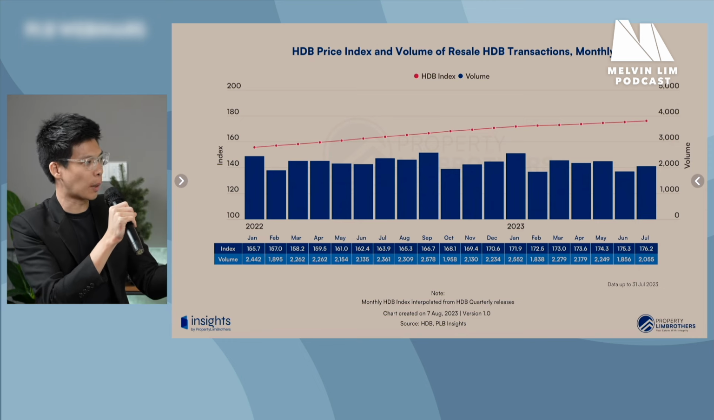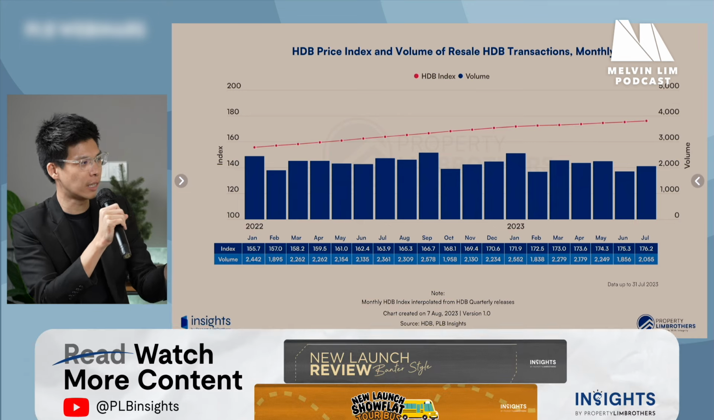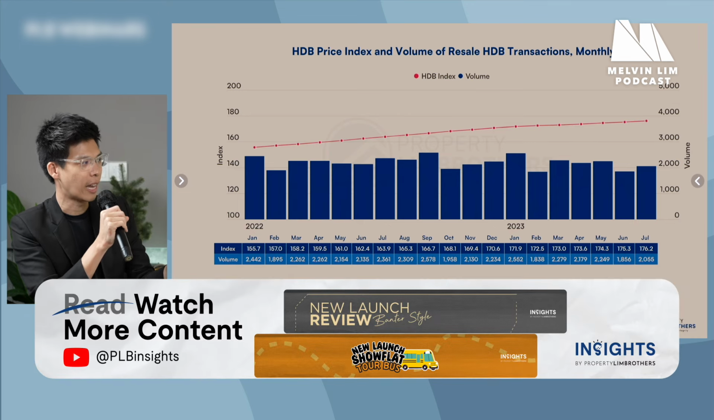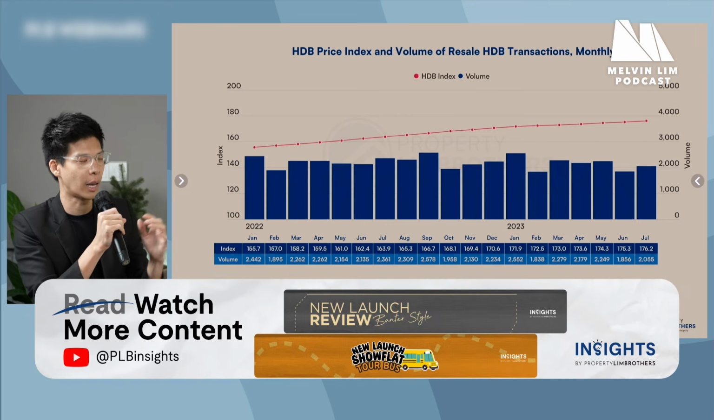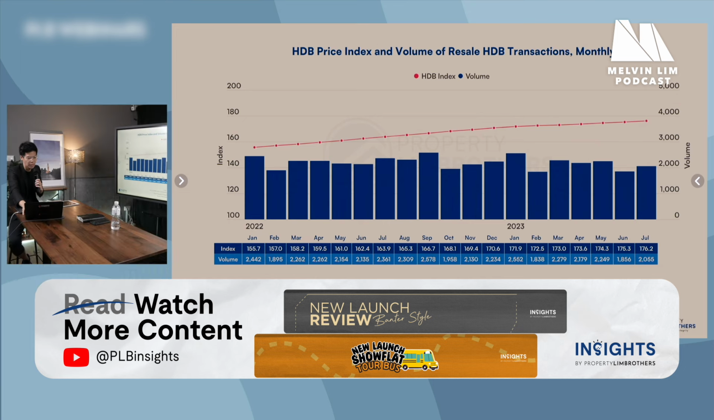Last year in June was about 2135. This year in June was 1856. And the same thing happens in July as well. So that is the more significant dip in volume. There you go. Good point on the HFE.